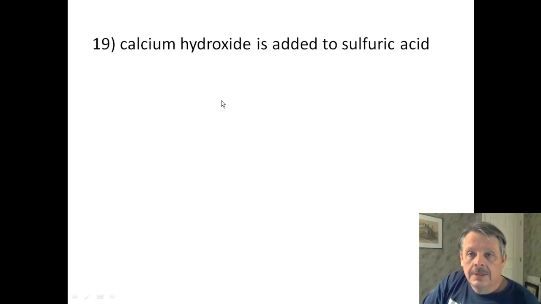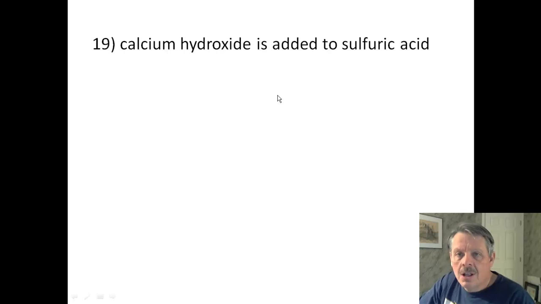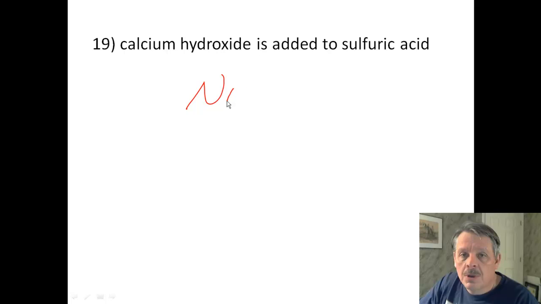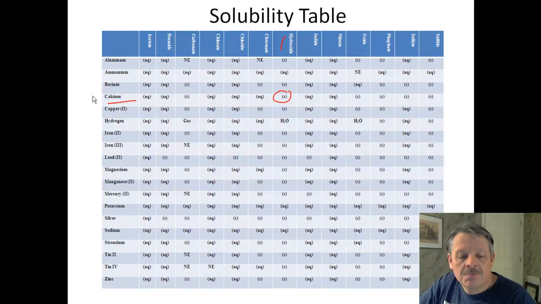Okay, 19, calcium hydroxide and sulfuric acid. So let's look at what we have here. Calcium hydroxide, calcium, which is here, and hydroxide, which is here, and we have, oh, we're already stuck. Calcium hydroxide is a solid. No, that's not going to work. We need to make sure that calcium hydroxide is aqueous. So there's no reaction here in this double replacement reaction.